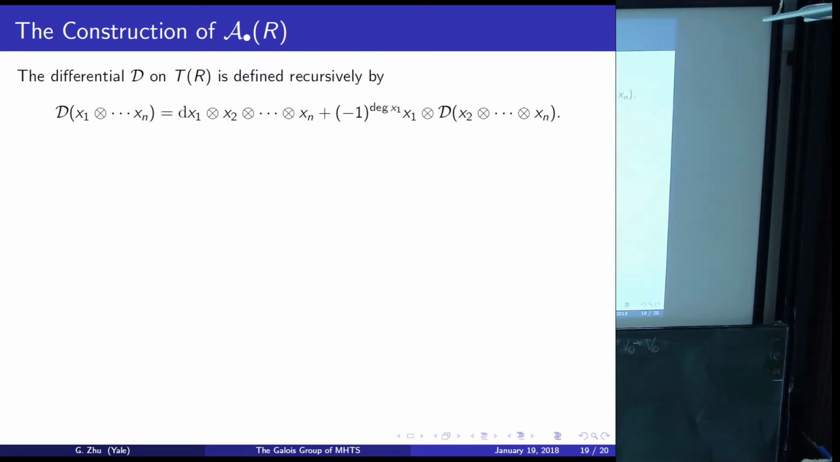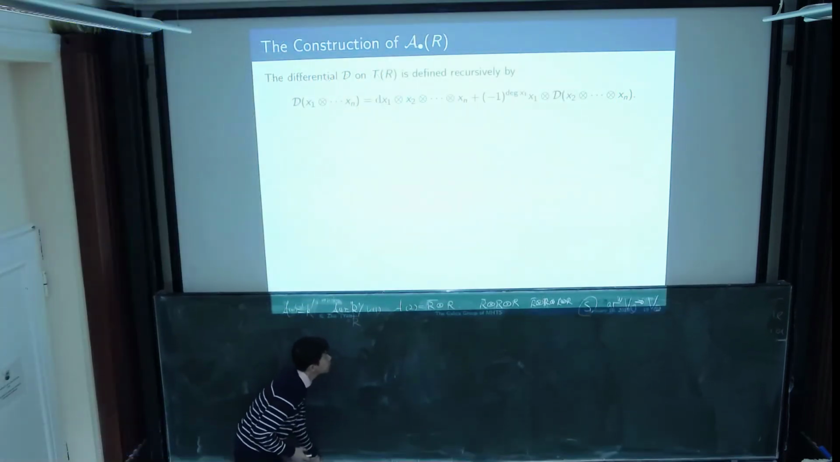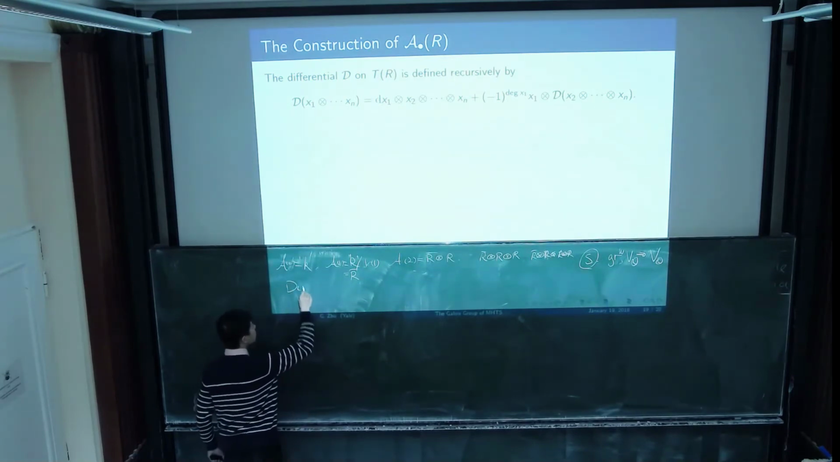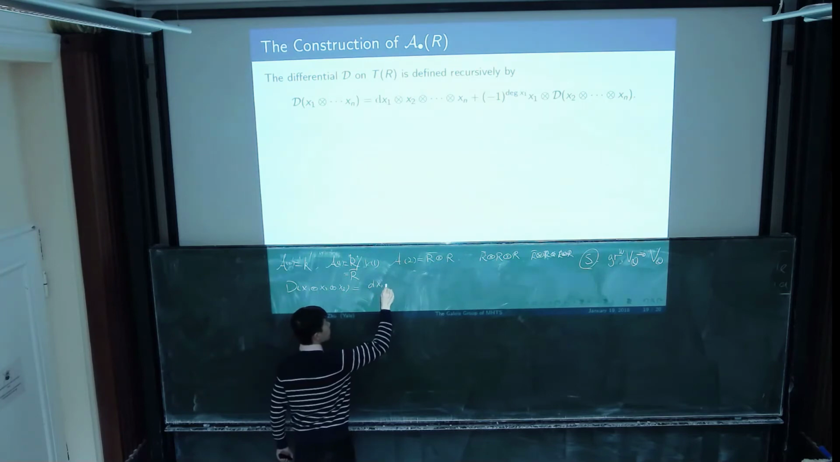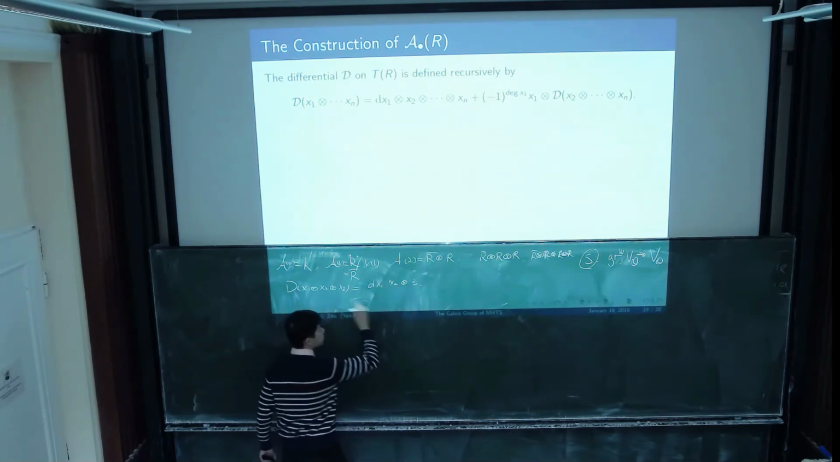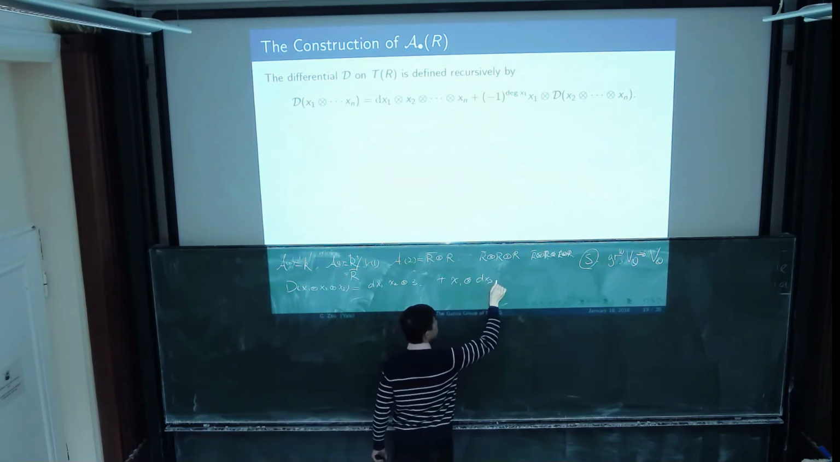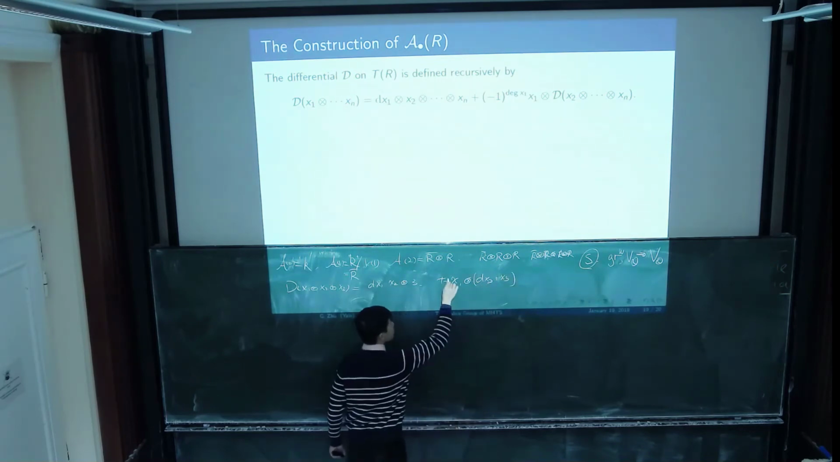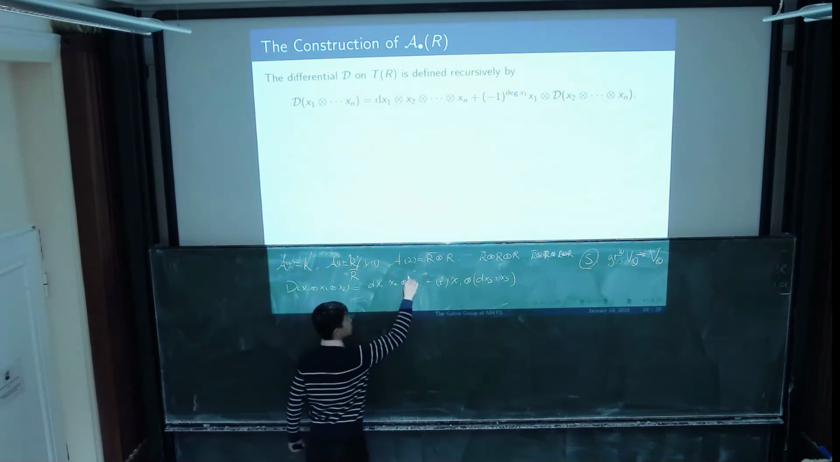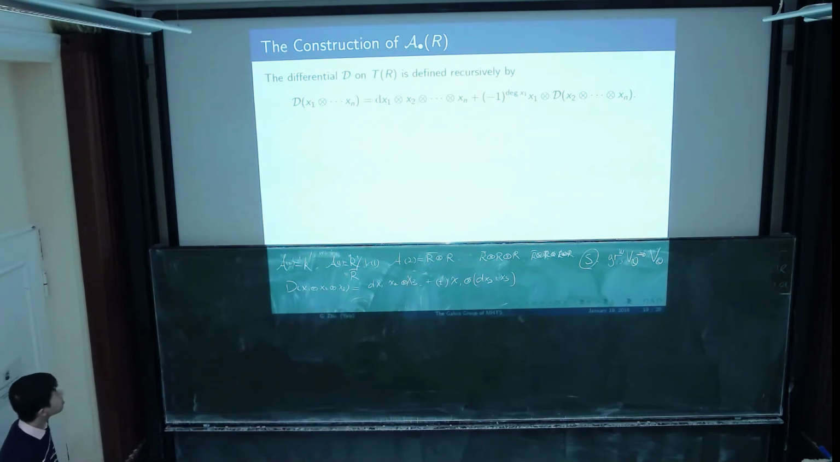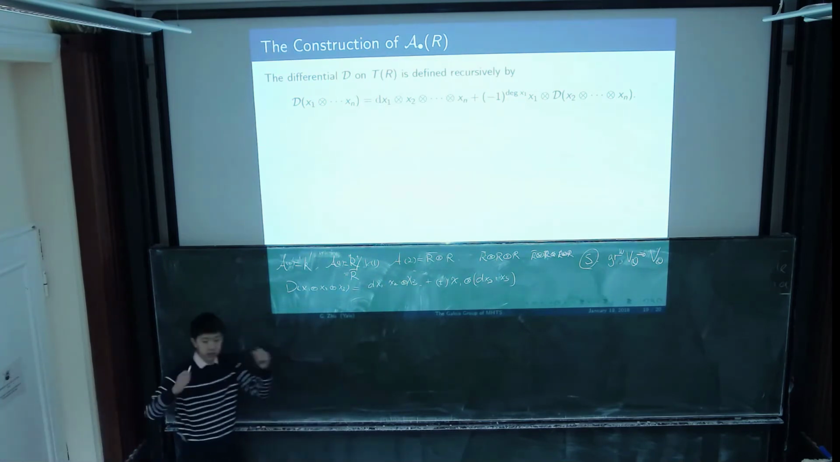I'm sorry, there's a typo. So there's no tensor here. So it's dx1, x2, tensor the other things. Or you put the dx1 here and take the differential of the other things. Or rather explicitly, for example, d of x1 tensor x2 tensor x3. We already see how it is dx1 times x2 tensor x3 plus x1 tensor dx2 times x3. Maybe plus minus if there's a degree involved. So that's the differential. Basically, you put two things together and somehow contract them.